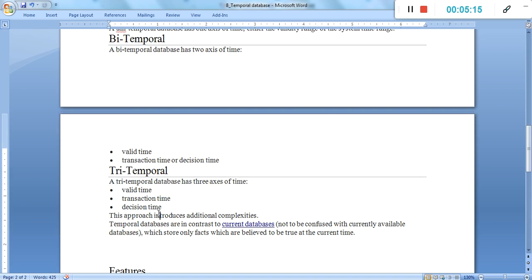This type of information, if the table contains this type of information, then we can say that it is a tritemporal scenario. This approach introduces additional complexities. Temporal databases are in contrast to current databases, not to be confused with the currently available databases, which store only facts which are believed to be true at the current time.